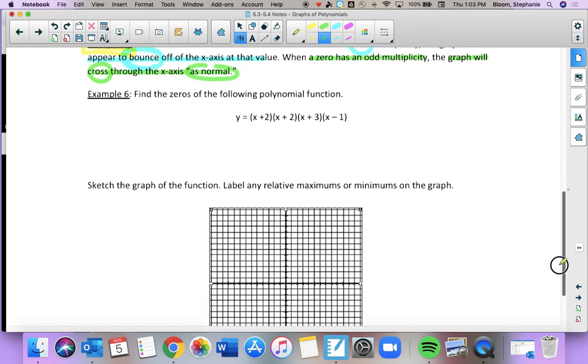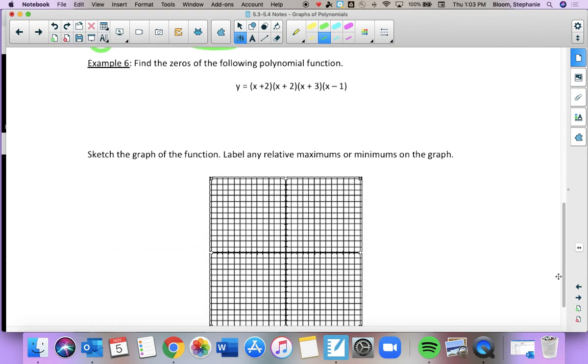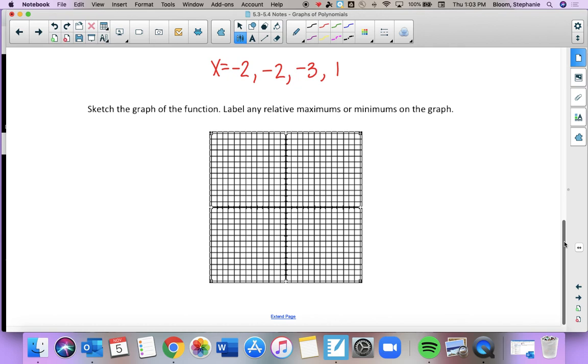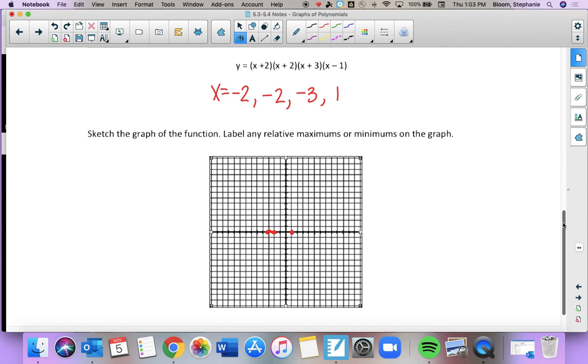So let's go ahead and solve. What would be all my zeros for this function up here? -2, -2, -3, and 1. Okay. So you're going to put that on your graph. So I'm going to put -2, -3, and 1. Okay, let's write down what this function was. We got to figure out end behavior.